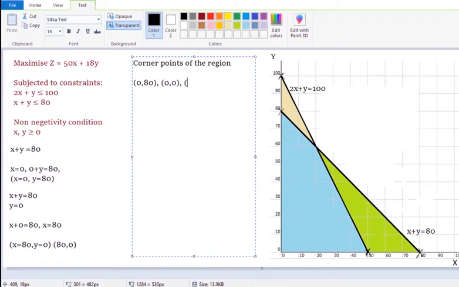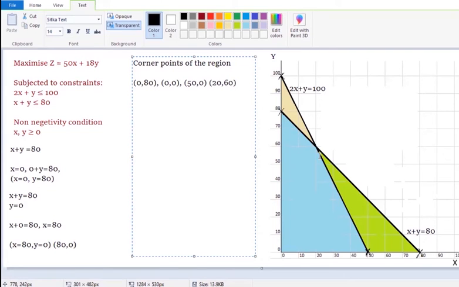Okay. Third corner point is 50, 0. And the fourth corner point is 20, 60. See, fourth corner points, graph. Okay. See, there is another method of finding these fourth corner points. See, it is not very clear.